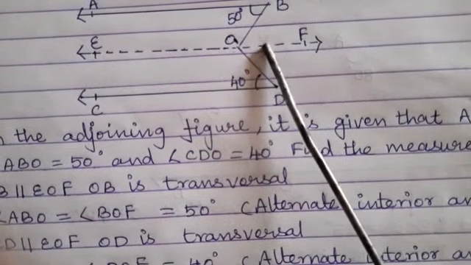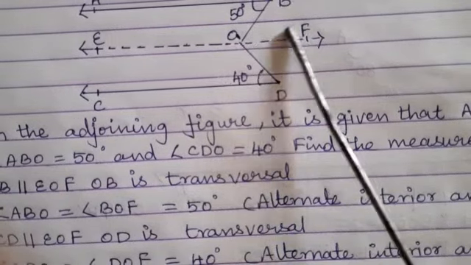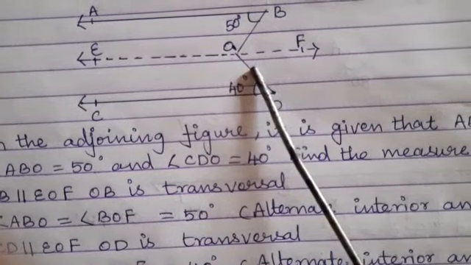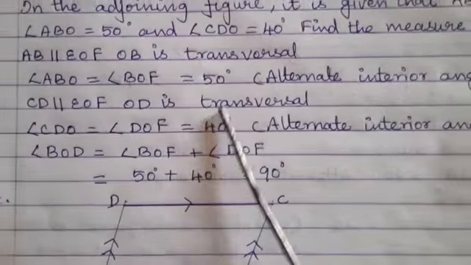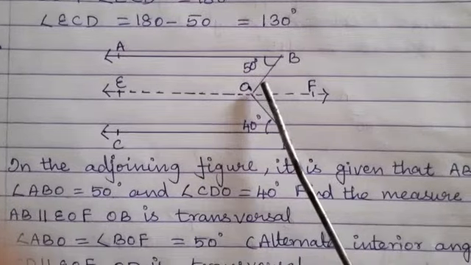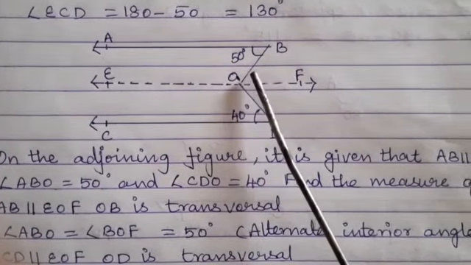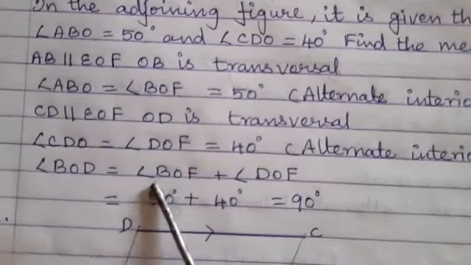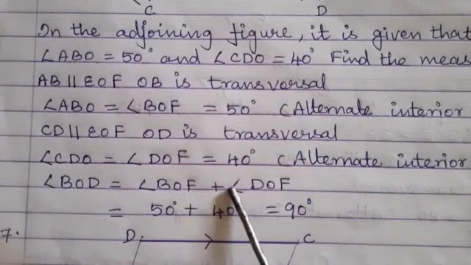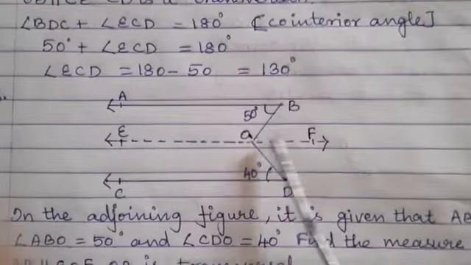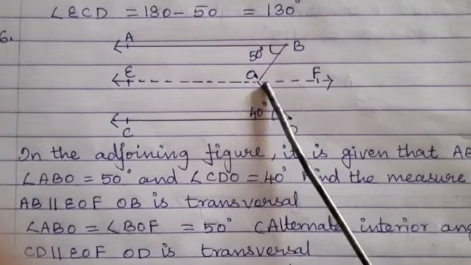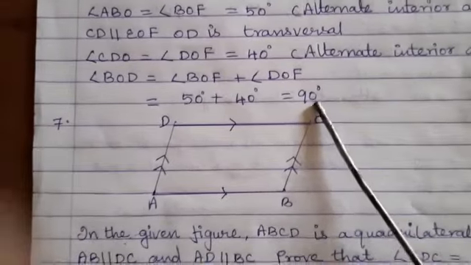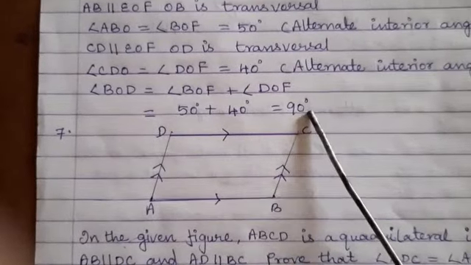In the same way, FOD, this is the alternate interior angle FOD. This angle is an alternate interior angle, that is 40 degrees. So we have found this out. We know that the question is BOD. This angle we have to find out. Now we have to add this part and this part, then we will get BOD. So BOD equals angle BOF plus angle DOF. BOF is 50 degrees and DOF is 40 degrees. 50 plus 40 equals 90 degrees, which is given there. So angle BOD equals 90 degrees.